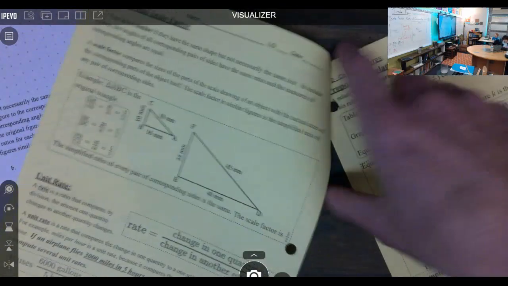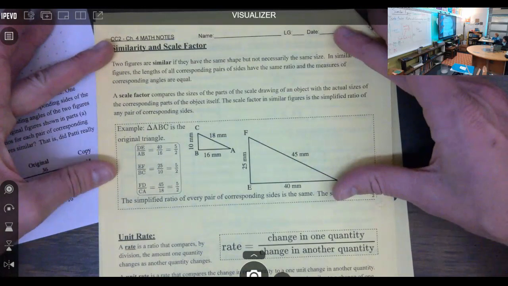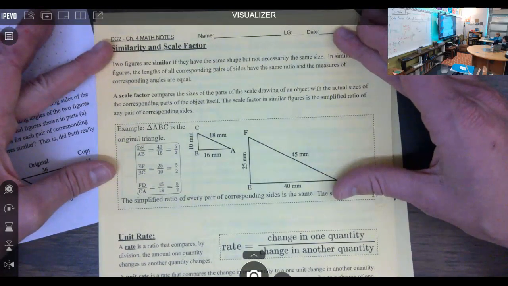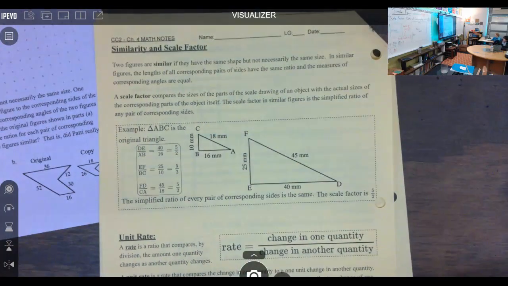Then, if we flip back here, this is our primary focus for today: similarity and scale factor. Take a moment to look at this and read it. Your eyes should be scanning this paper.